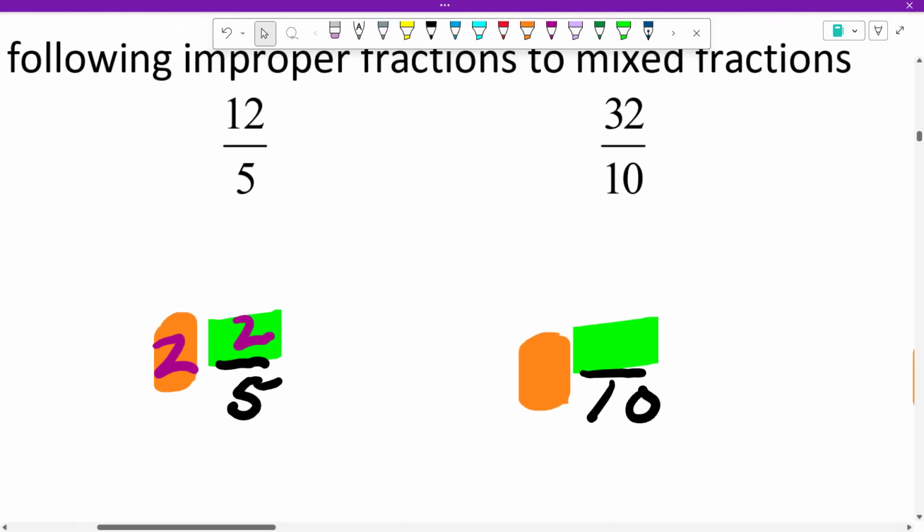10 fits into 32. How many full times? 3. Because 10 times 3 is 30. How many are left over? 2. 2, because we're trying to get to 32. All right?